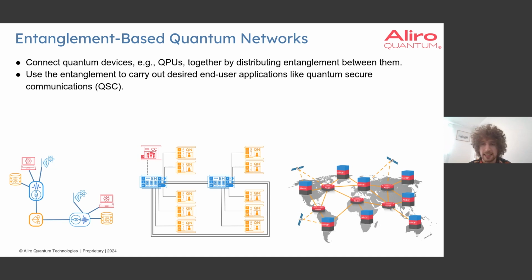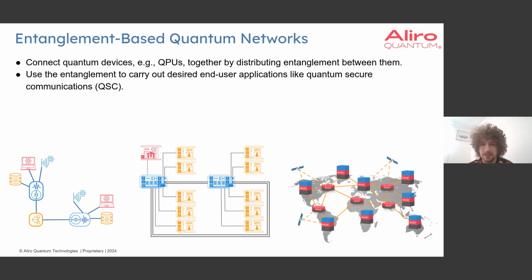Entanglement-based quantum networks can connect together quantum devices, such as quantum computers, quantum sensors, etc., by distributing entanglement between them. The distributed entanglement can be used to run amazing end-user applications, such as quantum secure communications, often referred to as QSC.